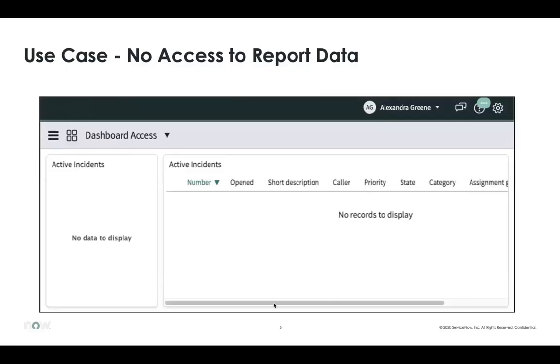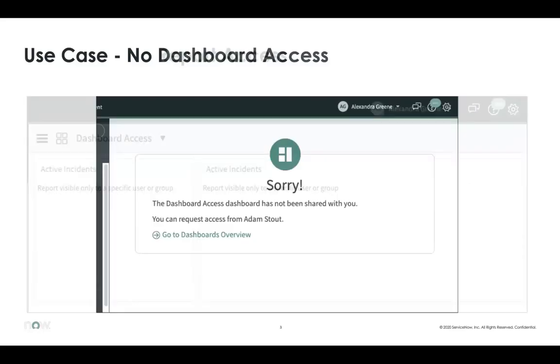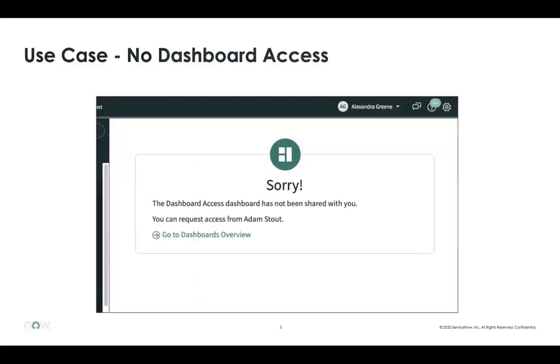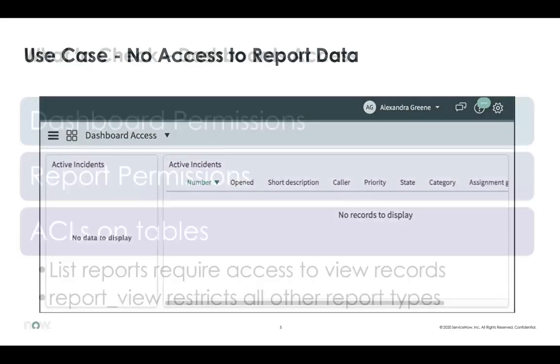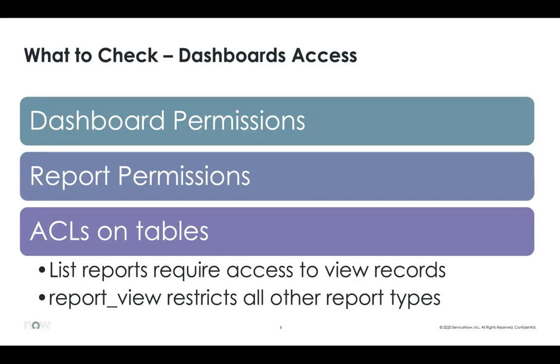So we saw the 3 different things we might see. And again, I want to see that screenshot to see where the problem is. So we fix that immediately. And then when I look at dashboard access, I'm going to check those dashboard permissions. Then I'm going to check the report permissions, easy to fix. And then ACLs. And an important note about the ACLs that come through.